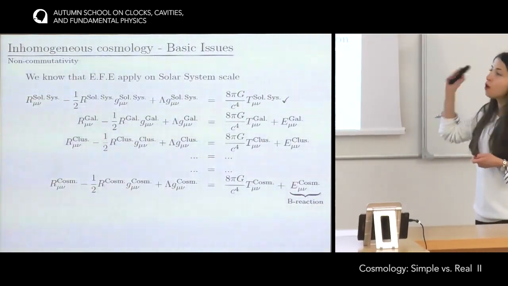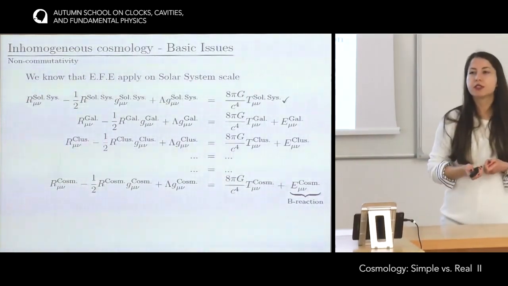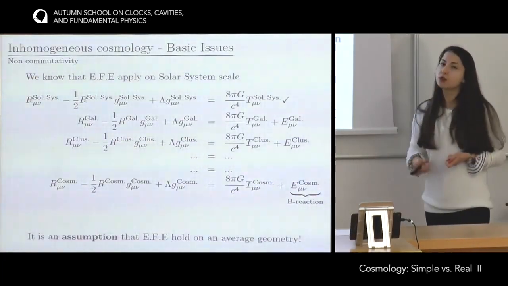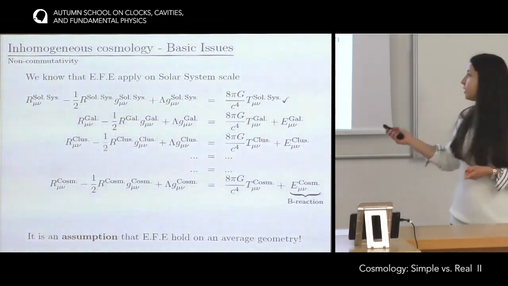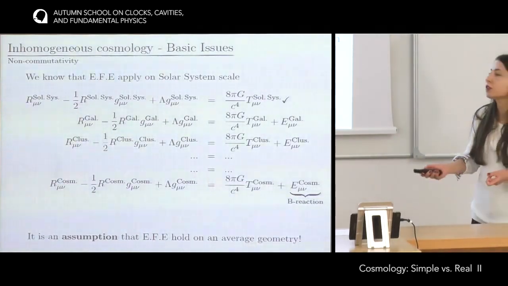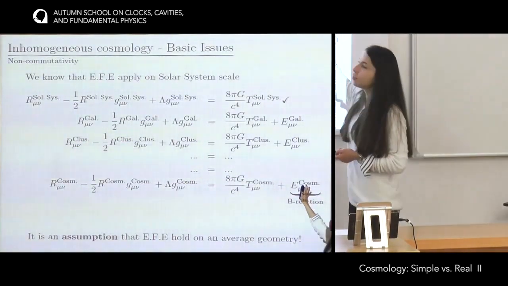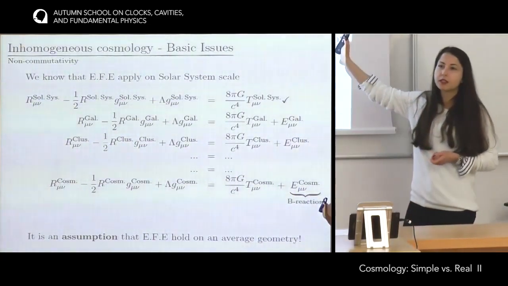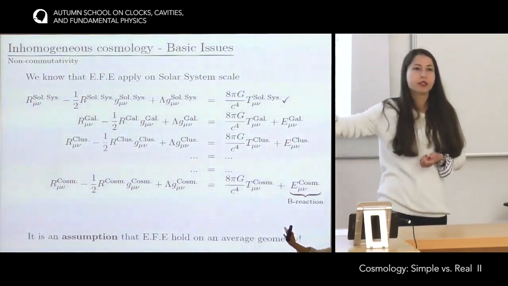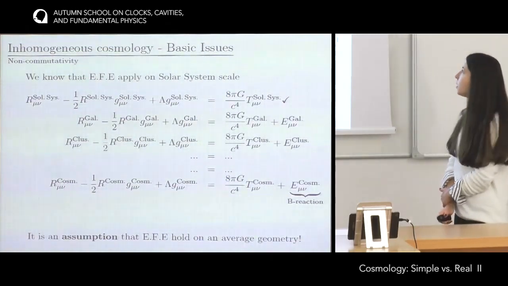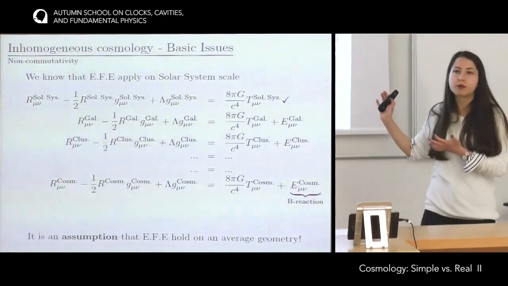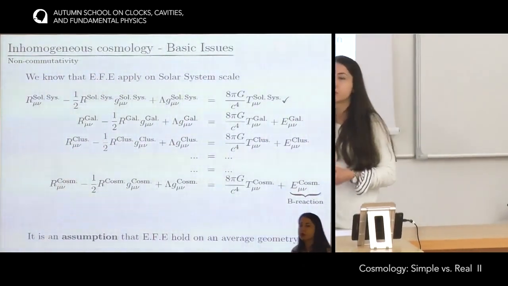So that means if we know that the Einstein field equations of GR apply on the solar system scale, we should assume that the Einstein field equations hold on an average geometry. And that's what the standard model does, because originally you would expect an additional term here, which the standard model doesn't have, right? It's an assumption that those terms go to zero in every scale you observe. So inhomogeneous cosmology is mostly after this additional term that shows up when you do the averaging, smoothing out.